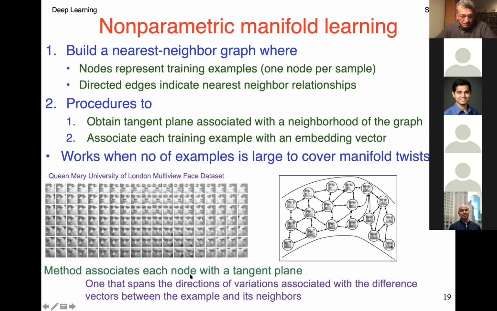And so we have a method that associates each node with a tangent plane, one that spans the directions of variation associated with the difference vectors between the example and its neighbors. So this non-parametric manifold learning associates planes with the manifold here.